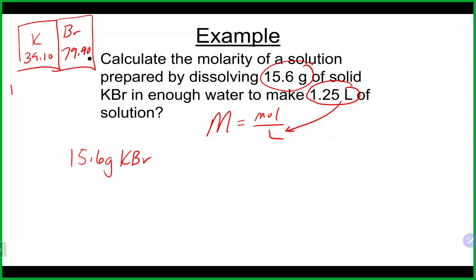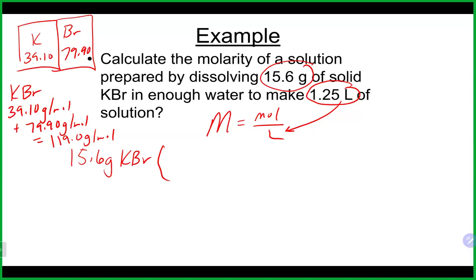So KBr, right, is 1 of each. So we're going to go 39.10 plus 79.90 for our bromine. And that's going to give us a molar mass of KBr of 119 grams per mole. So remember, molar mass is our conversion factor that allows us to do that.